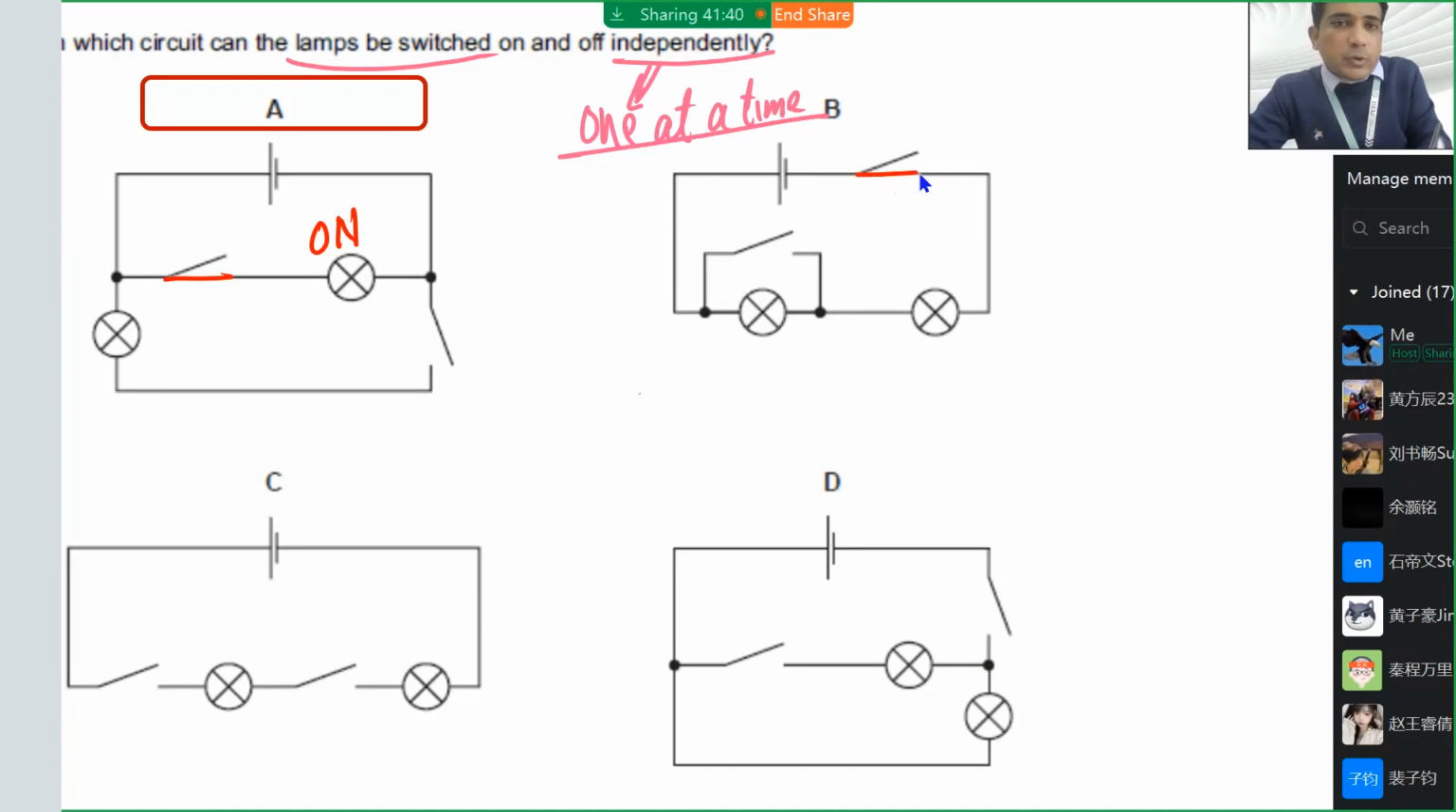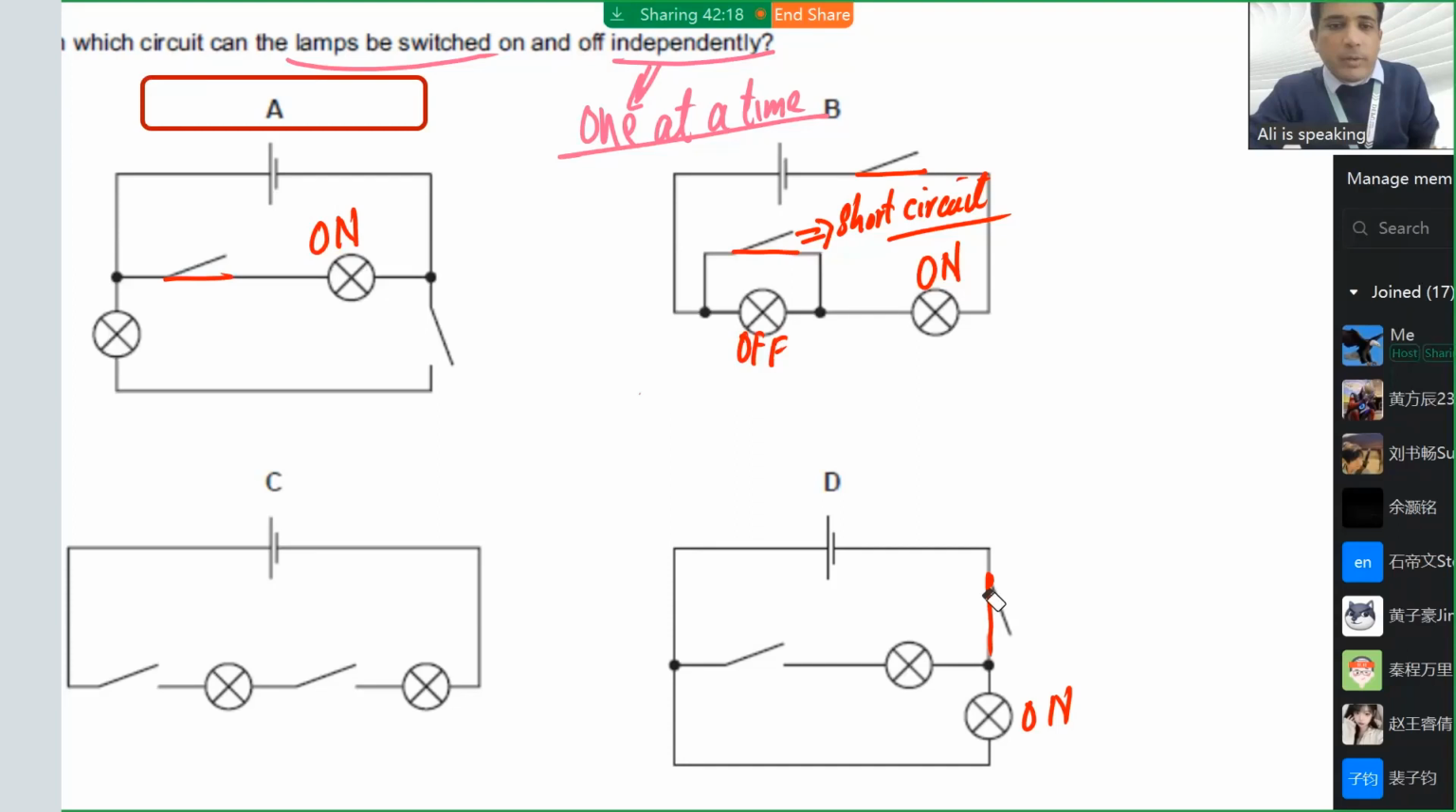And if we close this switch and we close this switch, this is the point you need to understand. In this case, this one will be on, but this one will be off because this is a short circuit. So this one will be off. Short circuit. So this is an ideal wire. It has no resistance. So this will be off. And in this case, if we close this one, this lamp will be on. So this one is possible.